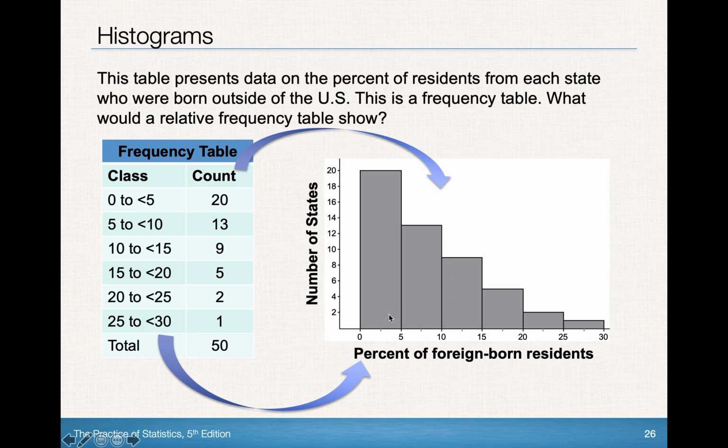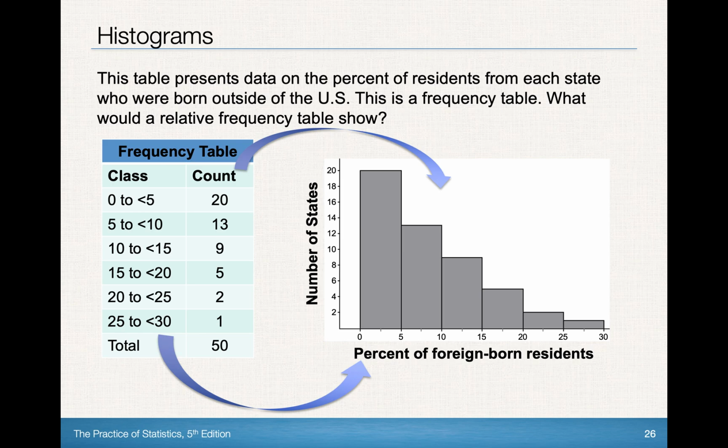Notice that my bars are touching. Okay? In a bar graph, they don't touch because they're different categories, but in a histogram, they usually touch. Okay? Looking at this histogram, I can describe it using CUS. And to me, this is a skewed right distribution. The center is probably around 10%. So there's the center and the shape.